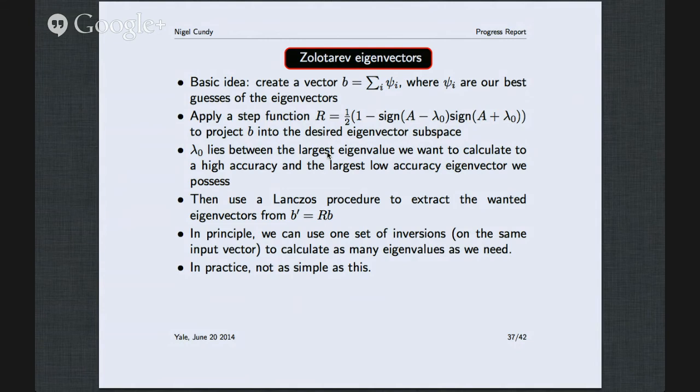So in principle, if you've got the sum of n eigenvectors and you apply an order n Lanczos, you just get those eigenvectors again. So in principle, this just uses one set of inversions to generate this projector to calculate as many eigenvalues as we want, whereas Jacobi-Davidson needed inversions for every eigenvalue. In practice, of course, it doesn't work as smoothly as this.